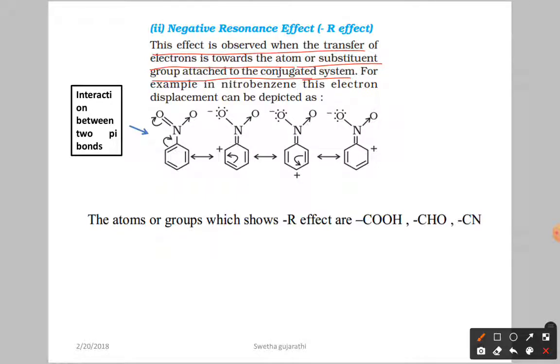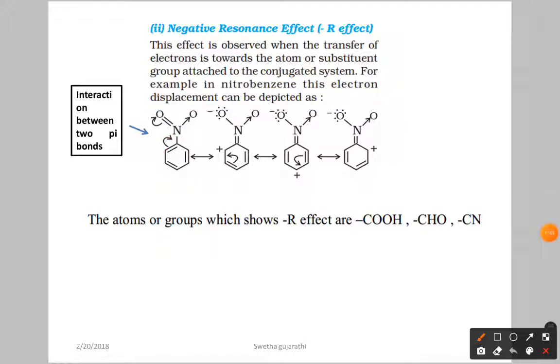So already we told that if you have to see resonance, it should be in conjugation. Now this is the system in conjugation. Why? Because we have alternate pi bonds. Here you can see alternate pi bonds are there, isn't it? So for example, in nitrobenzene, here the shifting of electrons you are taking like this, meaning this group is taking the electron, isn't it? So that's what is called minus R effect or negative resonance effect.